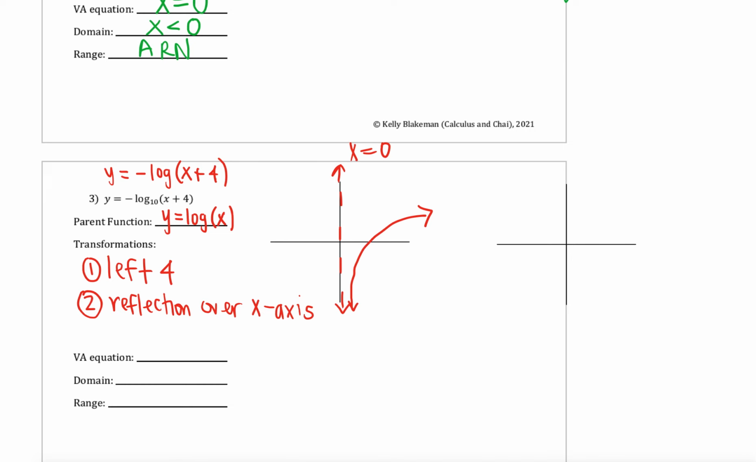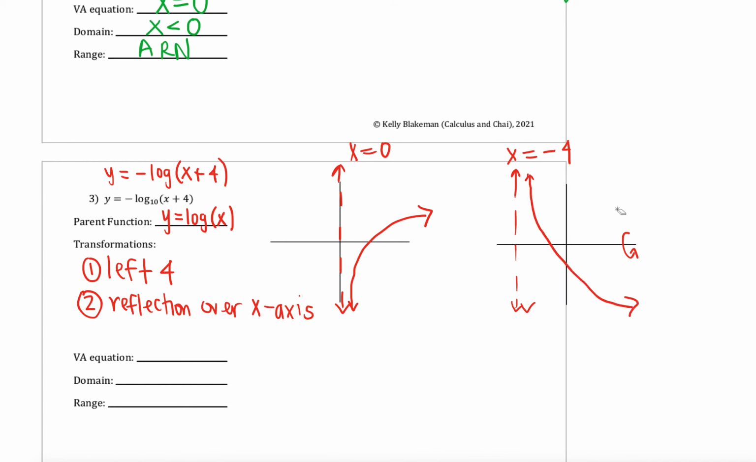If we go to the left 4 and then reflect over the x-axis, what do you guys think our final graph will look like? Well, shifting this to the left 4 is going to move that vertical asymptote. So the vertical asymptote will now be at x equals negative 4. The graph will follow along with it, so I'll get this curve. But then, because we're reflecting over the x-axis, I need to flip this graph down, and it's actually going to start up here and get down and decay over time.